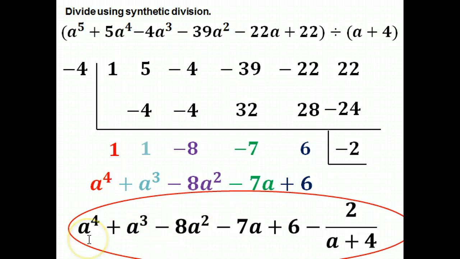So here is our answer: a to the fourth plus a cubed minus 8a squared minus 7a plus 6 minus 2 over a plus 4. This minus 2, this is where we got our negative 2 here. That became a minus 2, and then it's always, since this is our remainder, over whatever we divided it by, which is a plus 4 here. And each one of these coefficients here, I got through these numbers right along here.